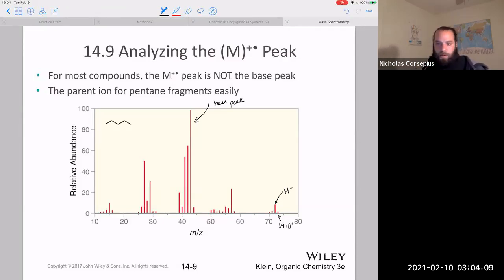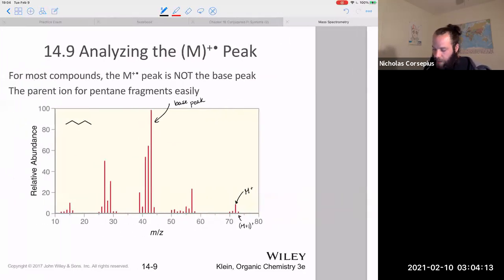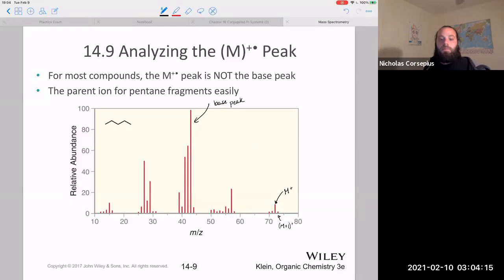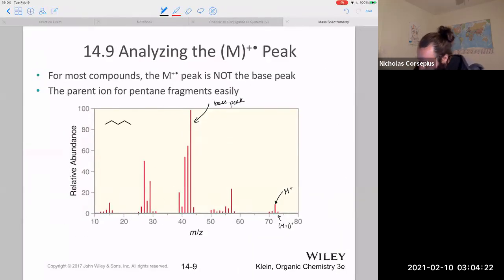Again, we'll talk about fragmentation later in a later lecture. For now, we're just worrying about being able to identify these key things from these spectra. And notice that our molecular ion peak corresponds to a mass M/Z of 72, which is the mass of pentane. So again, that tells you the molar mass of your compound.